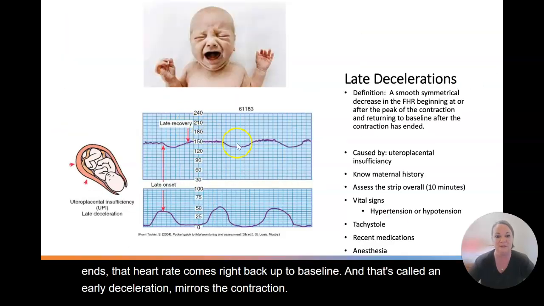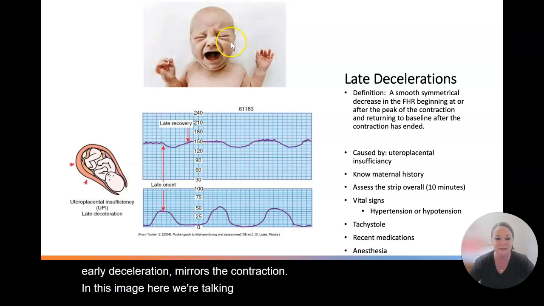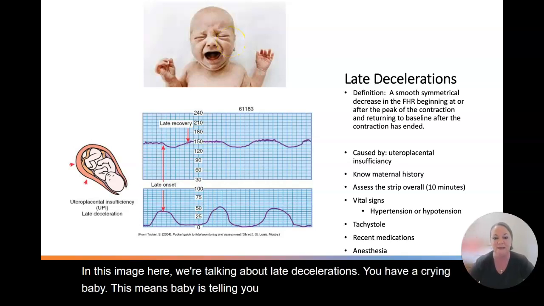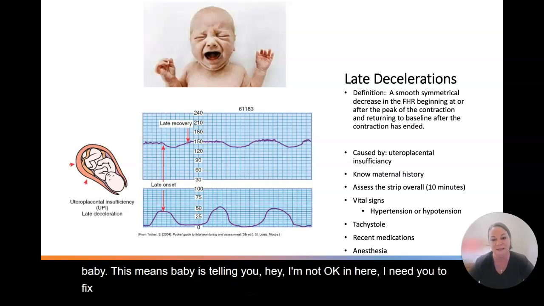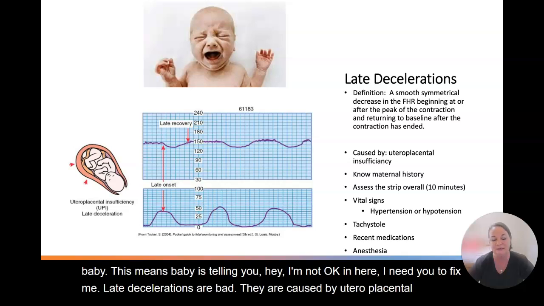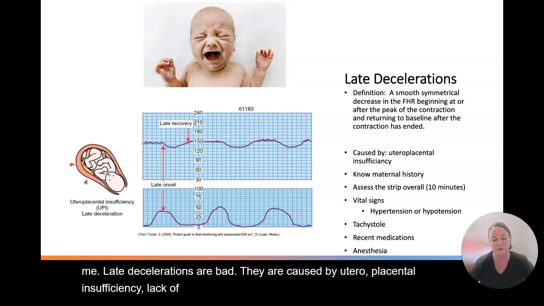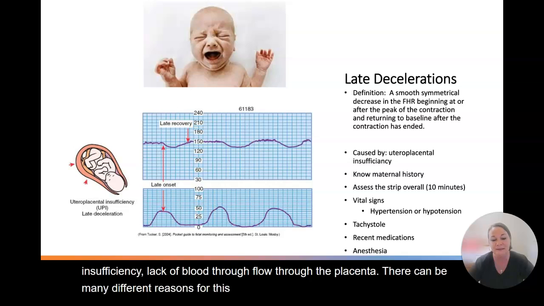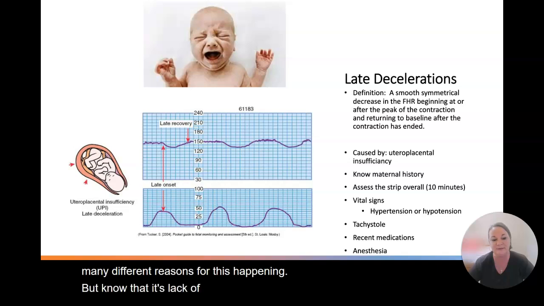In this image here, we're talking about late decelerations. You have a crying baby. This means baby is telling you, hey, I'm not okay in here. I need you to fix me. Late decelerations are bad. They are caused by uteroplacental insufficiency, lack of blood flow through the placenta. There can be many different reasons for this happening. But know that it's lack of blood supply through the placenta, and we need to fix this.